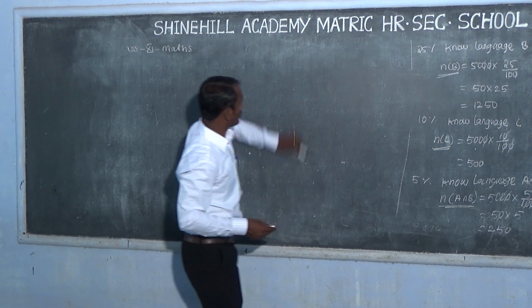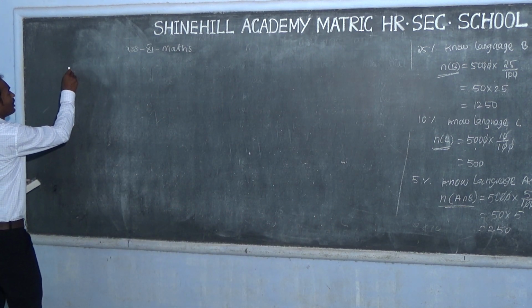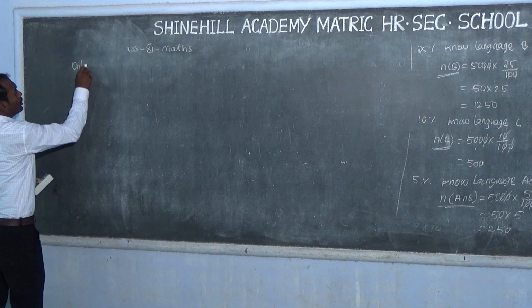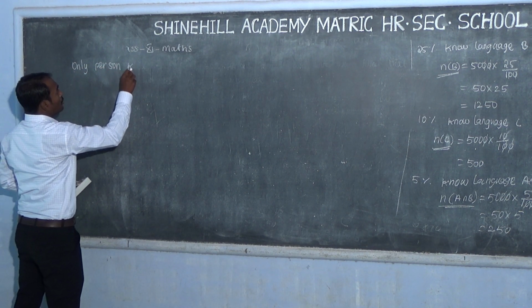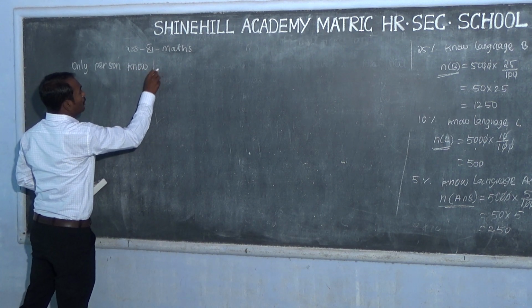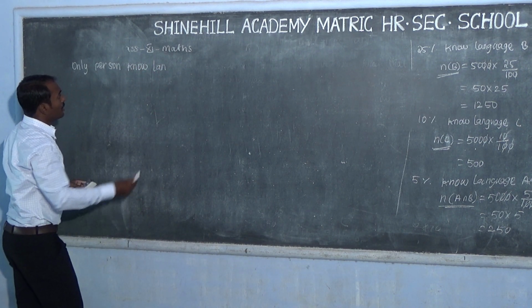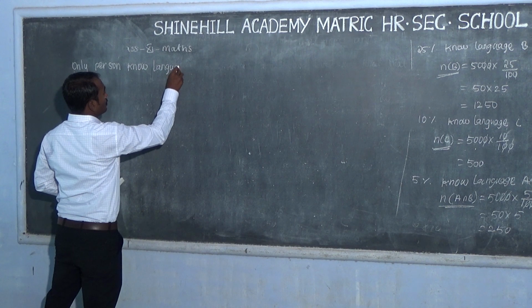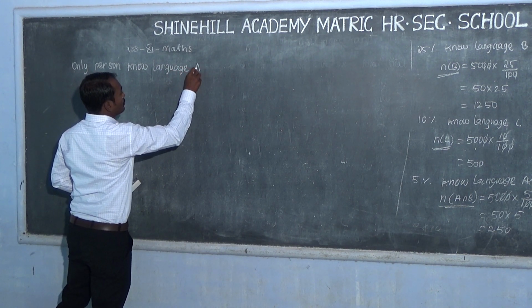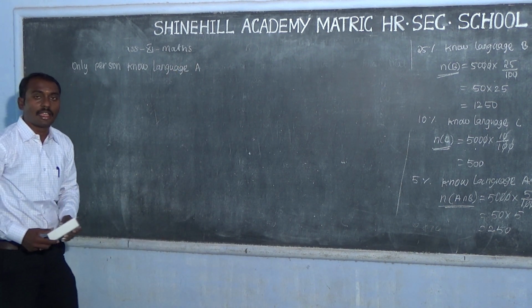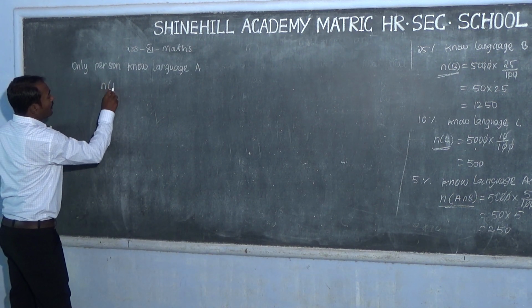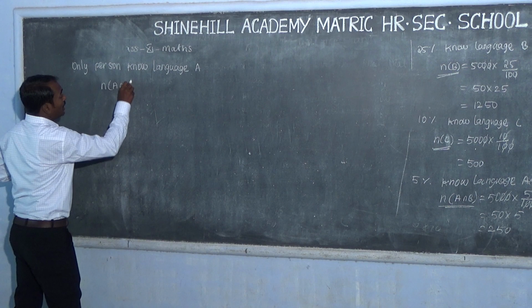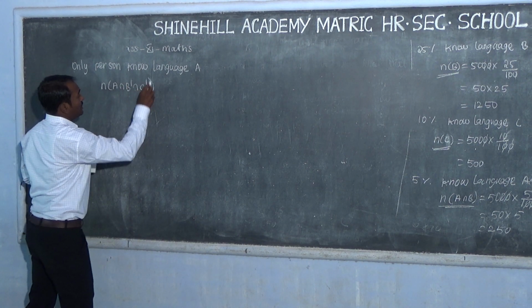Only person know language A. Okay, only person who knows language A we denote as n of A intersection B dash intersection C dash.